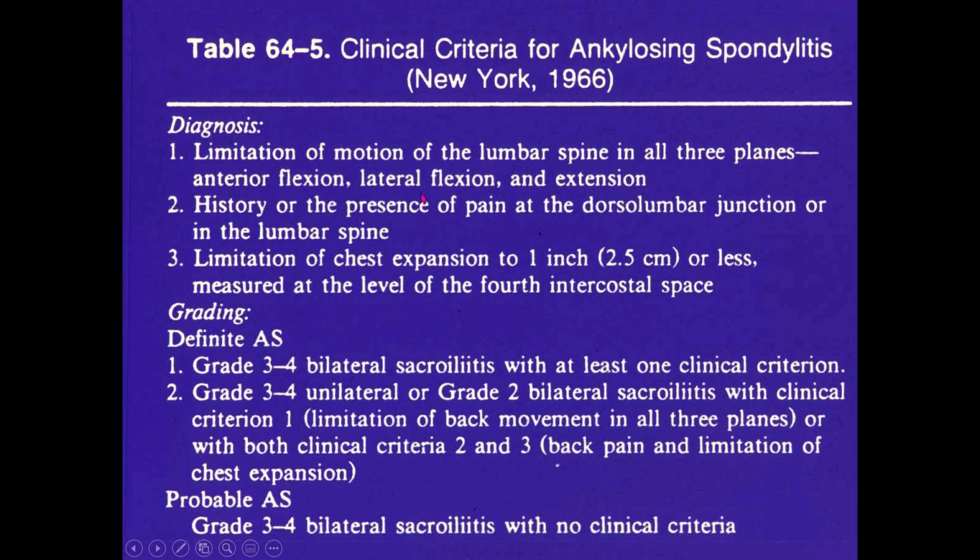Now, this obviously is later in the course of the disease, and we'll talk about our more recent classification criteria because this would limit you to people that have already had sacroiliac changes on x-ray. Definite is described as bilateral or unilateral with clinical criteria 1, so if they have unilateral sacroiliitis and loss of motion of the spine, or with both 2 and 3 with grade 3 or 4 changes unilaterally, one can classify, and probable is if you just see sacroiliitis with no clinical criteria.